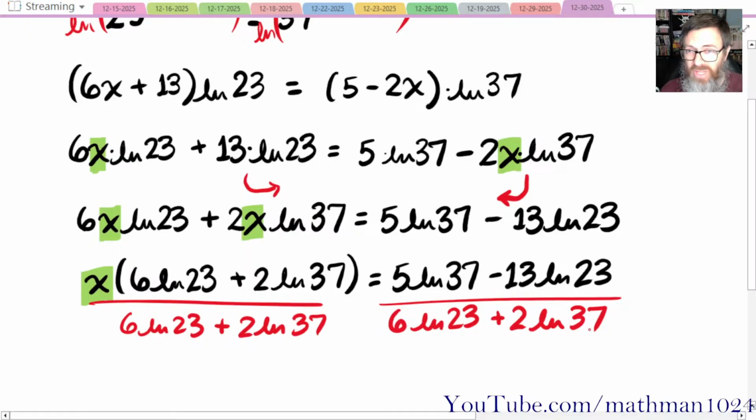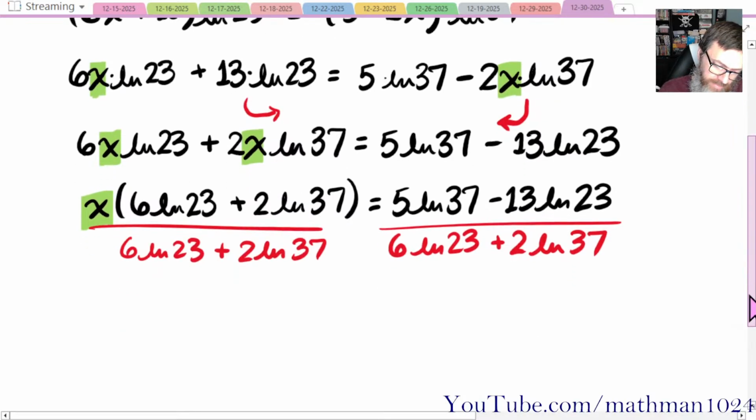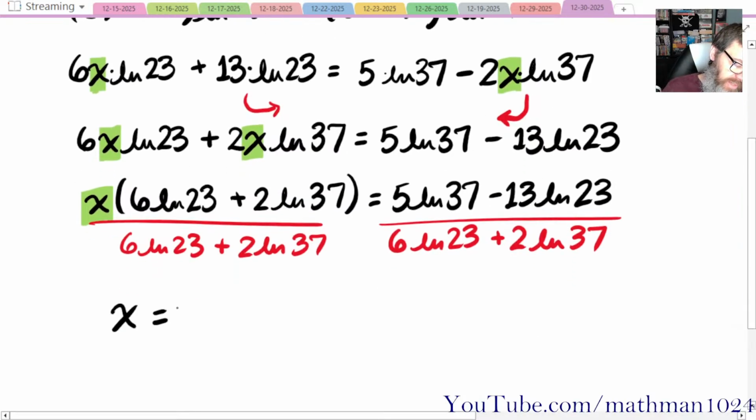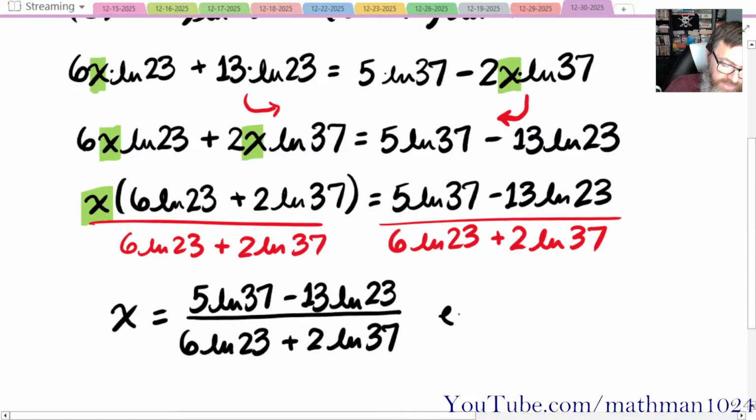I just have to make sure that I've transferred the numbers correctly from step to step. I don't want to change my 23 into 37 or vice versa. At the very end, we have x is equal to, not even approximately, it just equals 5 natural log of 37 minus 13 natural log of 23 over 6 natural log of 23 plus 2 natural log of 37. That is exact.